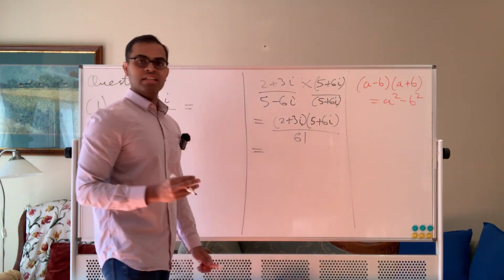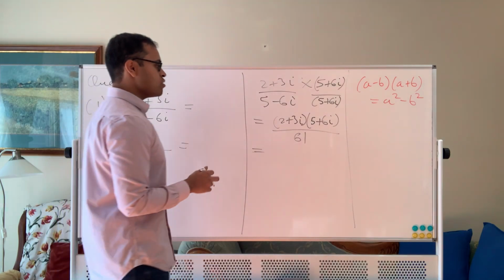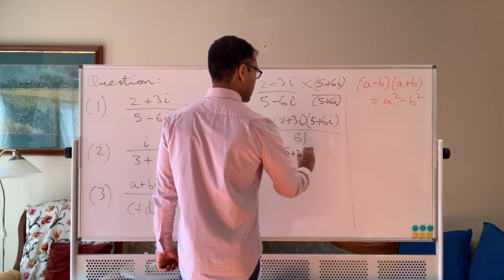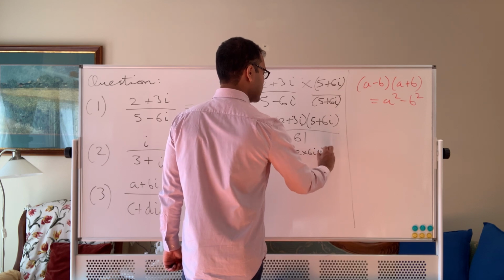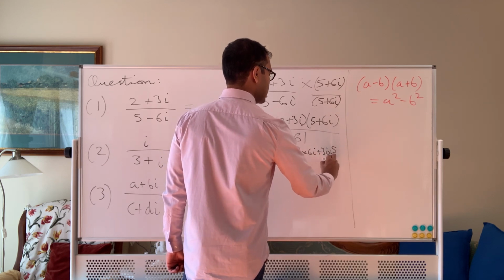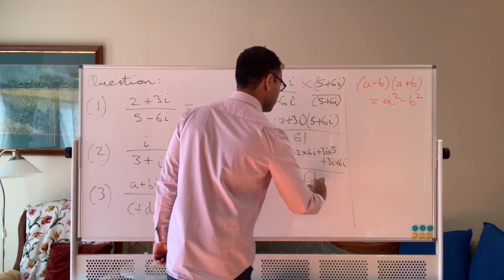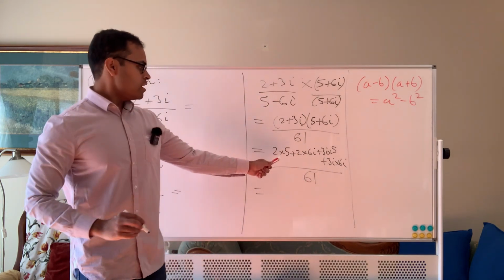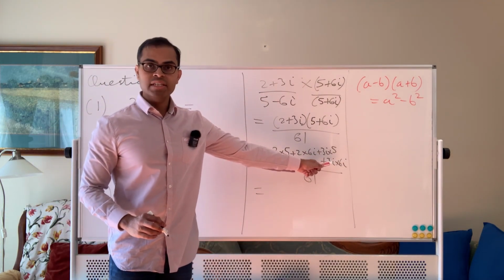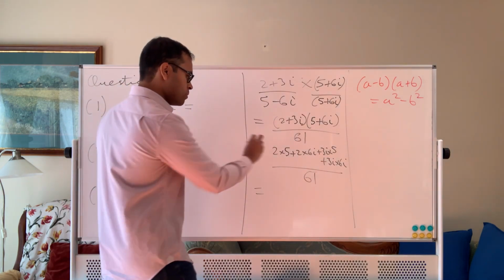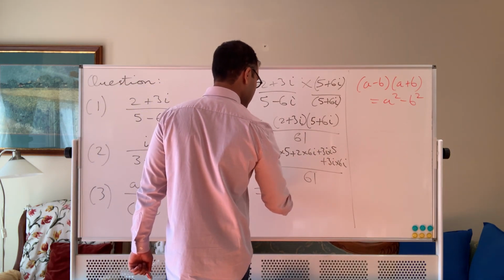So this is just the distributive law for multiplication over addition. So we just have to multiply 2 times 5 plus 2 times 6i plus 3i times 5 plus 3i times 6i. Okay, and it's important to remember that i squared is going to be negative 1. So we're going to get 10. 3i times 6i is going to be 18i squared, which is negative 18. Okay, so it's going to be 10 minus 18, which is going to be minus 8.